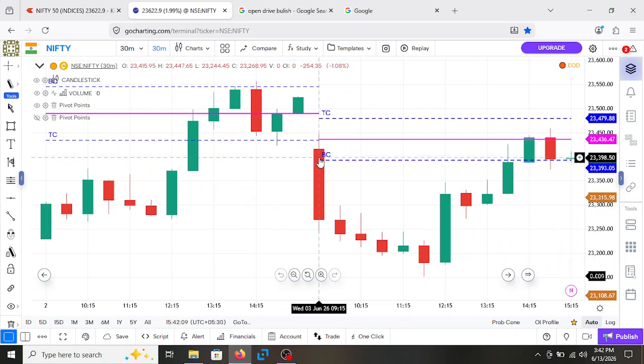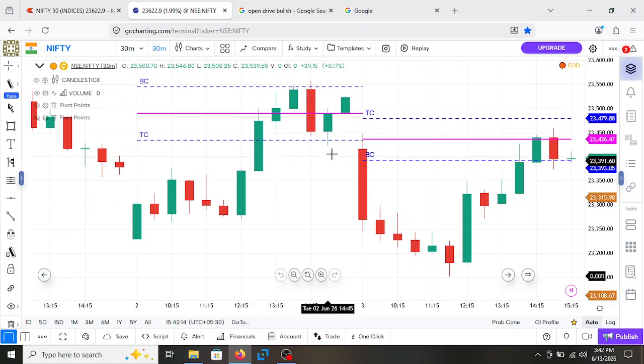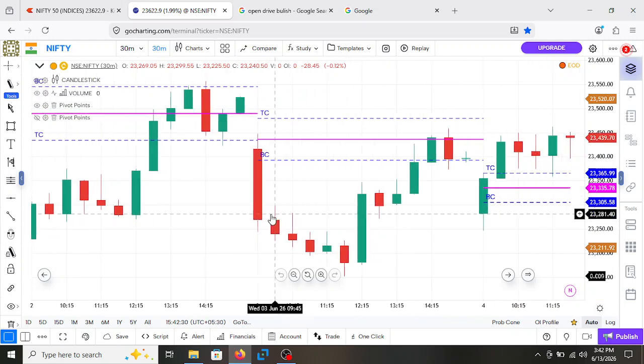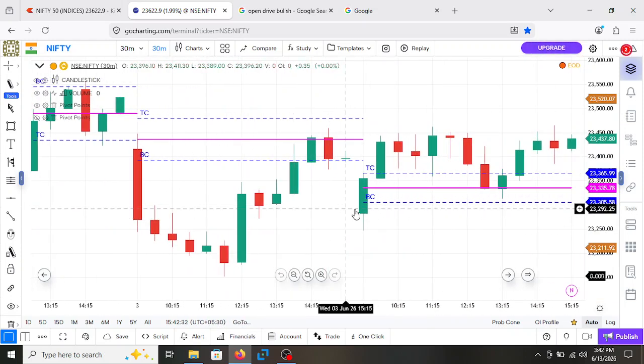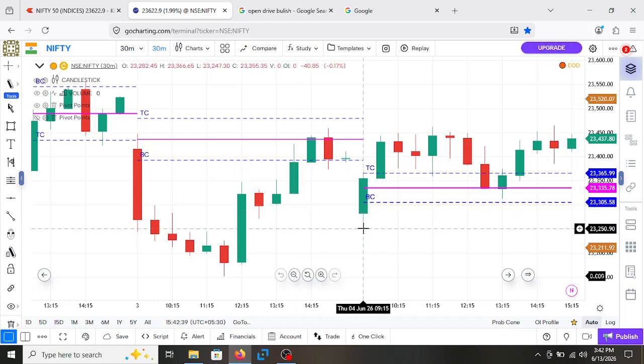Now this one on 3rd June, we have an open inside the previous day range. Nifty tested the point of control here and went to the downside. So we have an open test drive bearish because price went to the downside. Now again, this is an open inside the previous day range. Nifty tested some levels down and moved to the higher levels.